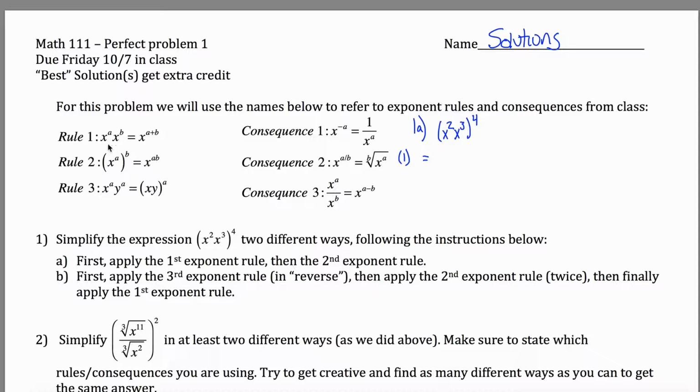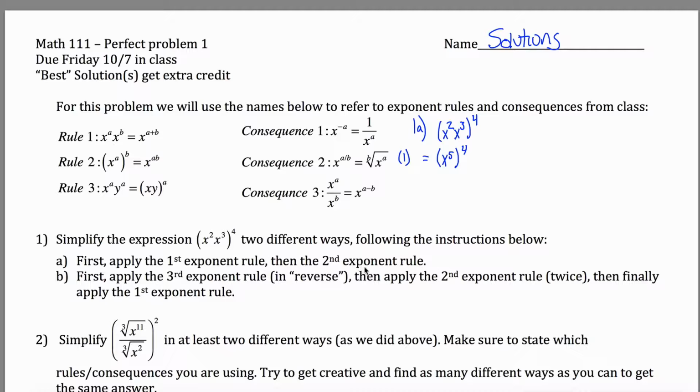Okay, the first exponent rule says that when you're multiplying 2 exponents with the same base, you can add those exponents. Is there anywhere I have that? Oh yeah, right here inside the parentheses. I have 2 exponents with the same base, so I can add those 2 exponents. I can rewrite what's inside the parentheses as x to the 5th power. That gets me here. And now I have x to the 5th, to the 4th power.